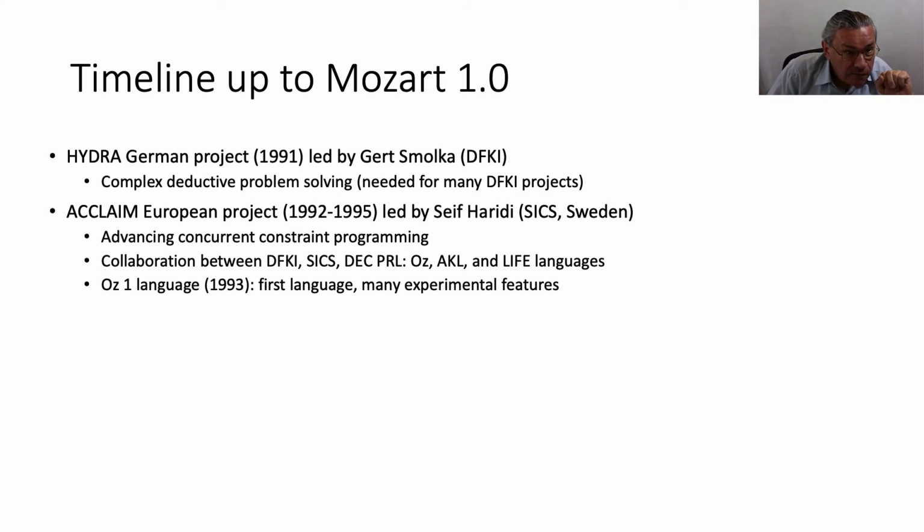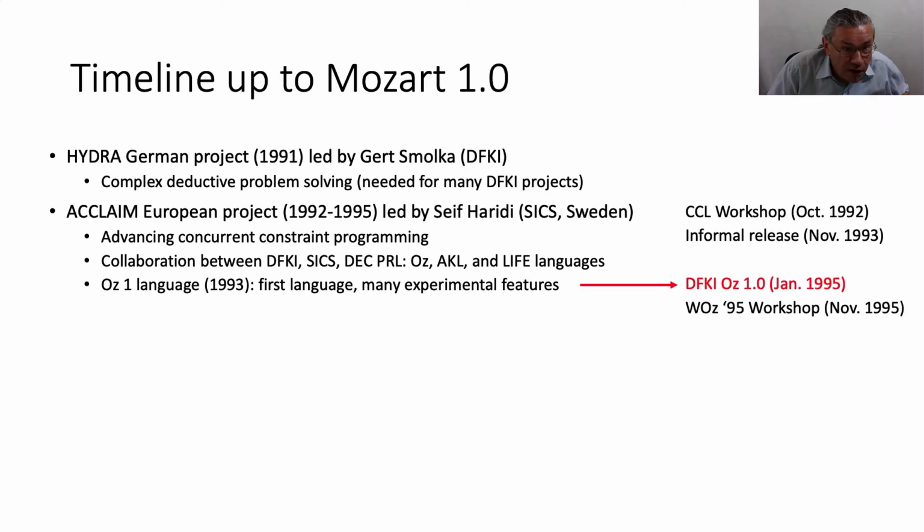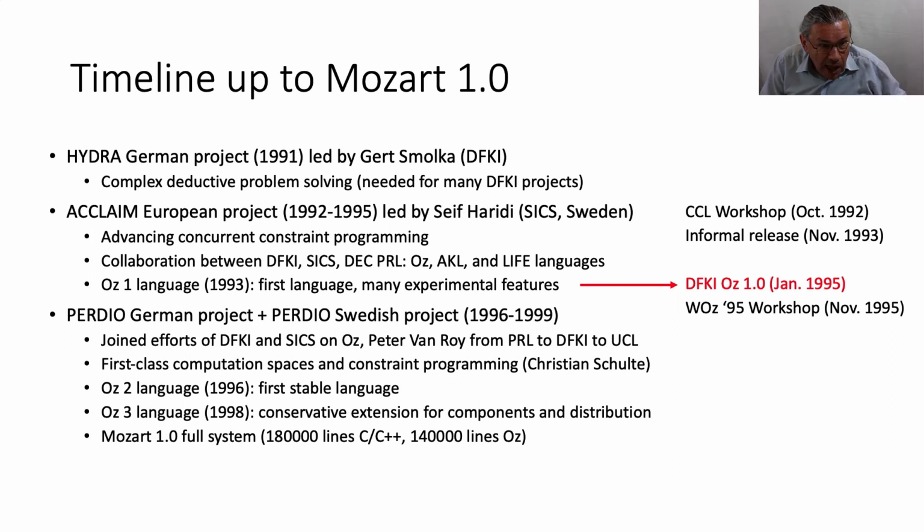And in the Acclaim project, we then made Oz 1, which was the first language where we experimented with many of the features of Oz. And there were some workshops, informal releases. So the DFKI Oz 1.0 release in January 95, the WOZ 95 workshop. And after the end of Acclaim, the German and the Swedish sides continued to work together, and they each defined a national project. They were both called PERDIO. They both got financed in Germany and in Sweden.